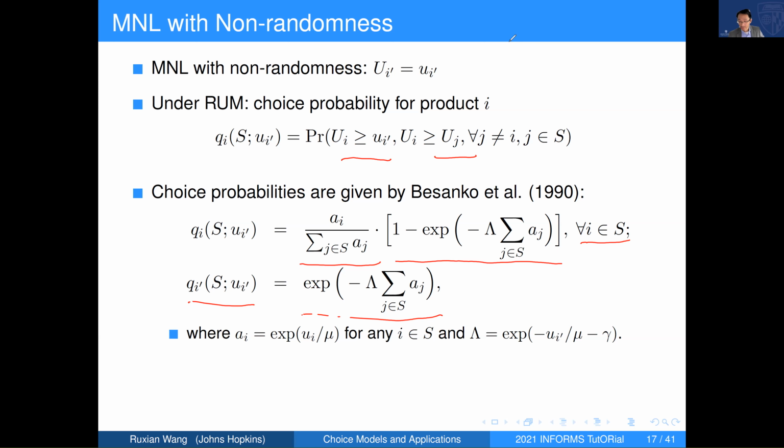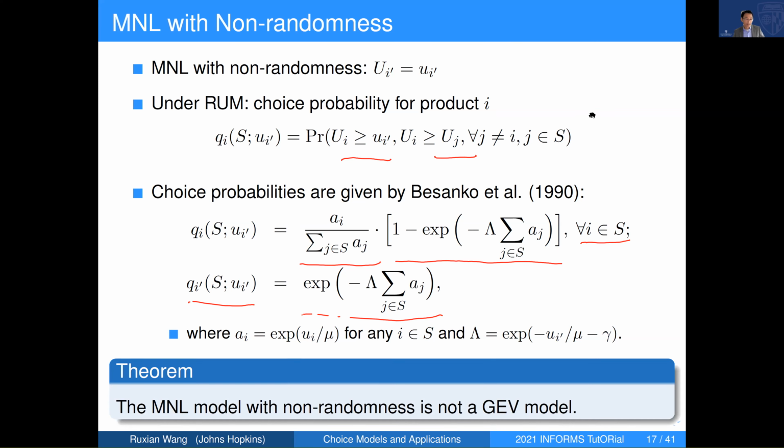Actually, we can show this one is not even a GEV model. The GEV model is a large class of discrete choice models. The MNL, nested logit choice model, or many other logit choice models are special cases of the GEV model. But this one, the MNL with a non-randomness, is not a GEV model.